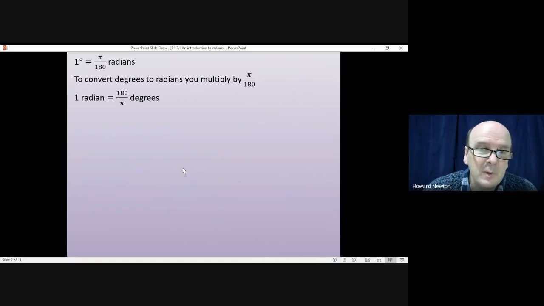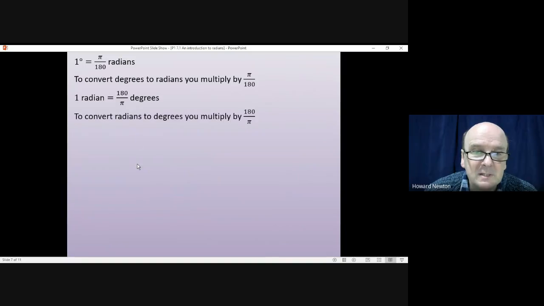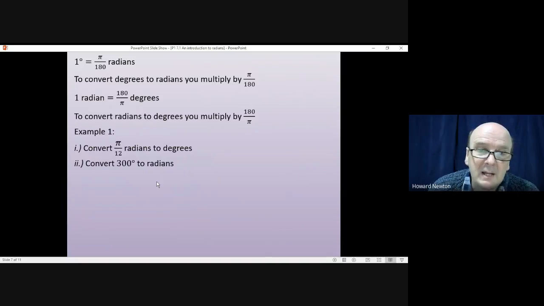To convert back the other way from radians to degrees, you'd use that 1 radian is 180 divided by pi degrees. And so to convert from radians to degrees, you have to multiply by 180 divided by pi. Okay, I'll let you have a go at working out what that means in practice. So 2 questions for you to have a go at. First of all, try and convert pi by 12 radians into degrees, and then try and convert 300 degrees into radians. So as I say, have a go, pause the video, and come back to me again when you're ready.